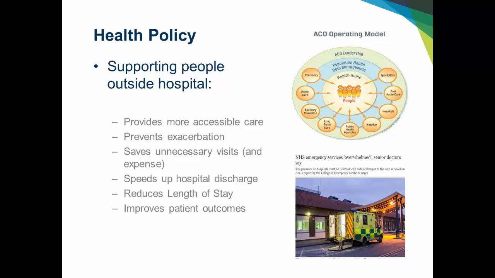And wherever you are working, whether it's in North America, in the USA, or whether it's in the UK, we're all looking at the same thing. And you can see there I've flagged up the Accountable Care Organisation operating model, which is looking at a whole system and all the parts of the service that people in the community might be accessing, and also some of the headlines from the NHS where there's a constant concern about the level of demand on emergency services and how we can relieve the pressure on hospitals.